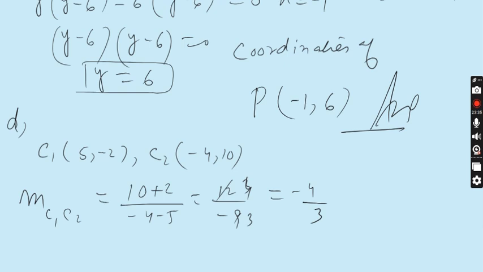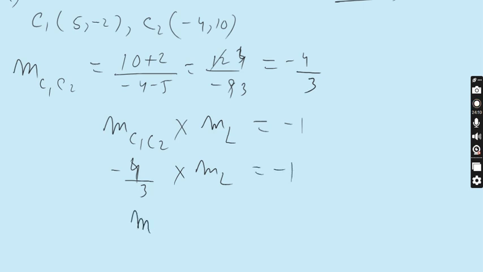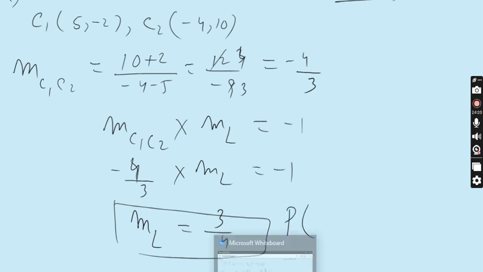This is the line which joins both the centers. I will show you graphically. And we have to find the equation of tangent L. Obviously this line must be perpendicular to the tangent line. So you can say that gradient of C1C2 multiplied by gradient of the tangent line is equal to minus 1. So this is minus 4 upon 3 multiplied by ML is equal to minus 1. ML is equal to 3 upon 4. So gradient is 3 upon 4, and we have already found the point of intersection between the circles C1 and C2, which is minus 1 comma 6.